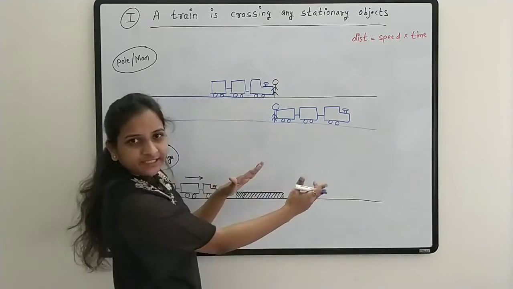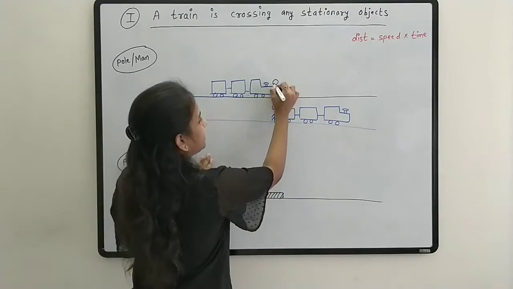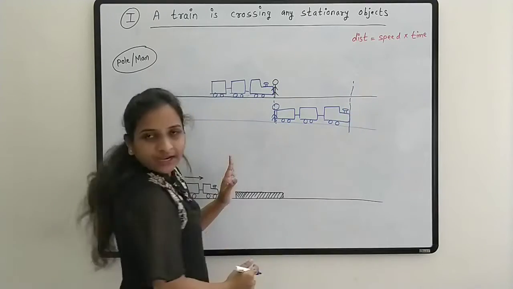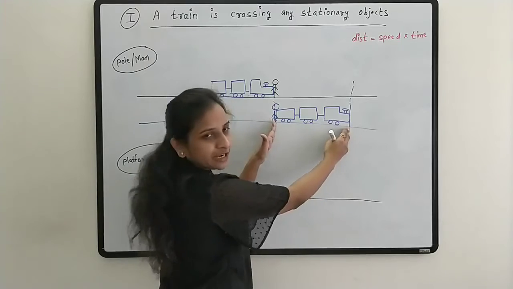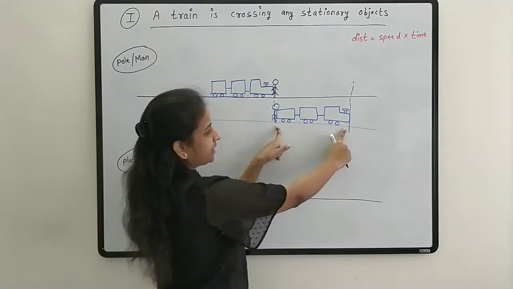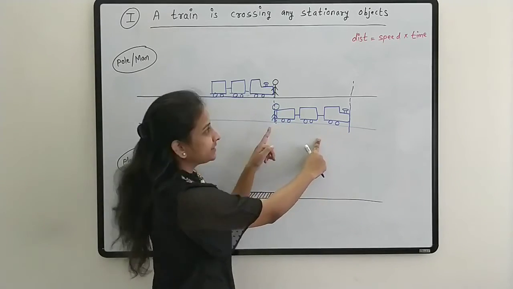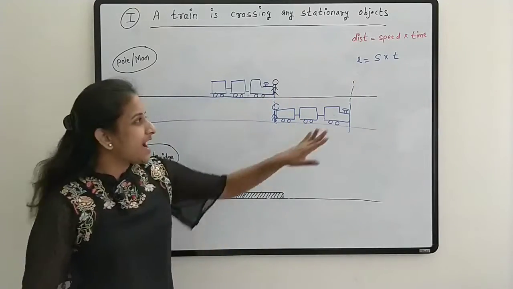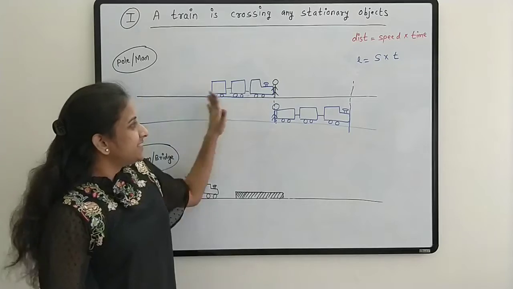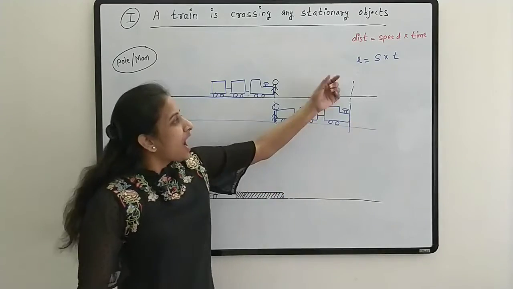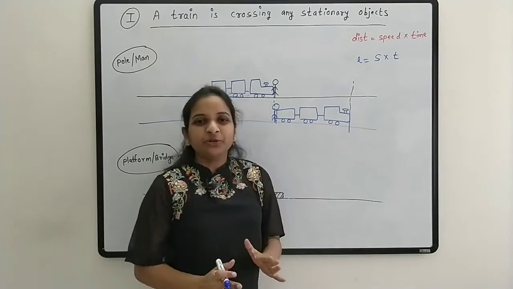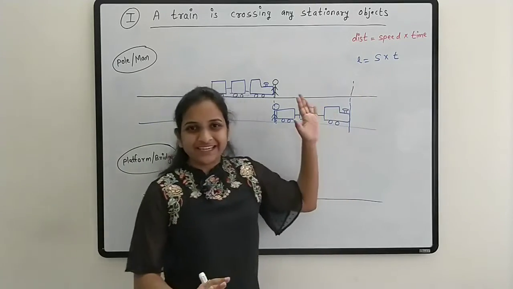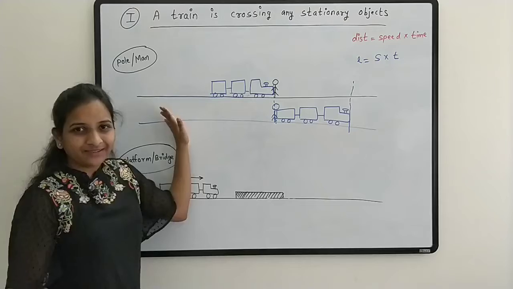So how much distance did the train travel in this case? See, this is the starting position and this is the end position. Distance traveled by a train to cross a man is nothing but the length of the train, right? So in this case, distance equals speed into time. Understood the formula? In these types of problems, out of 3 variables, they'll give you 2 variable values and you have to find the value of the third variable. Easy to remember and easy to solve, right?